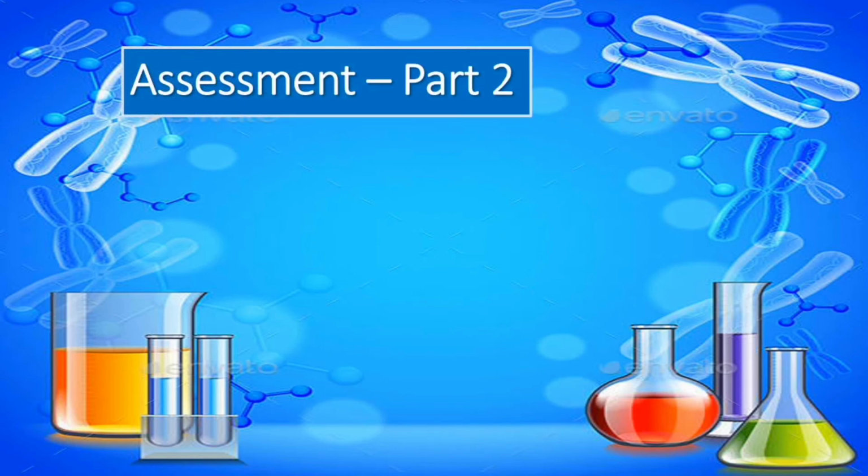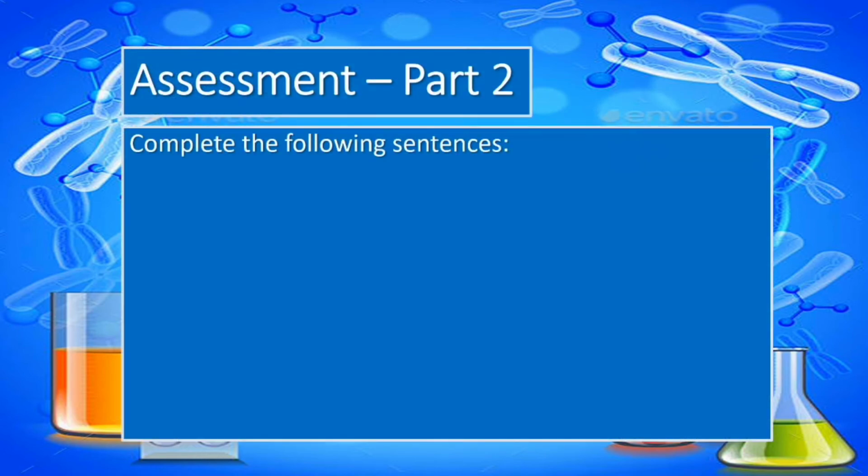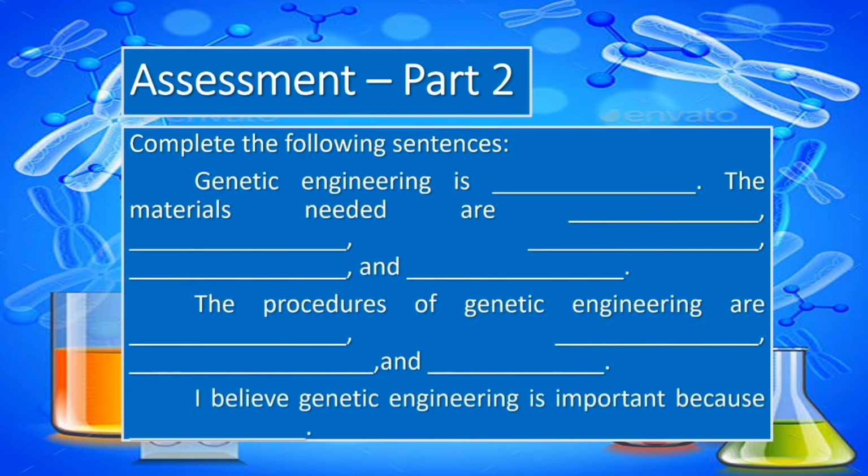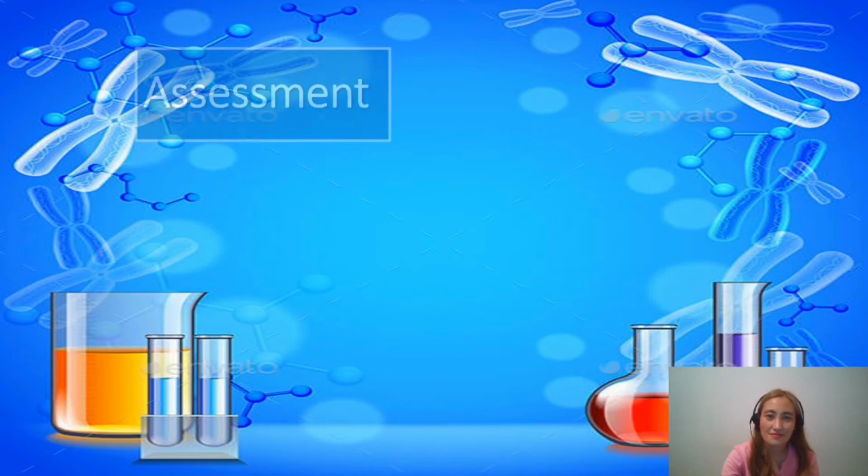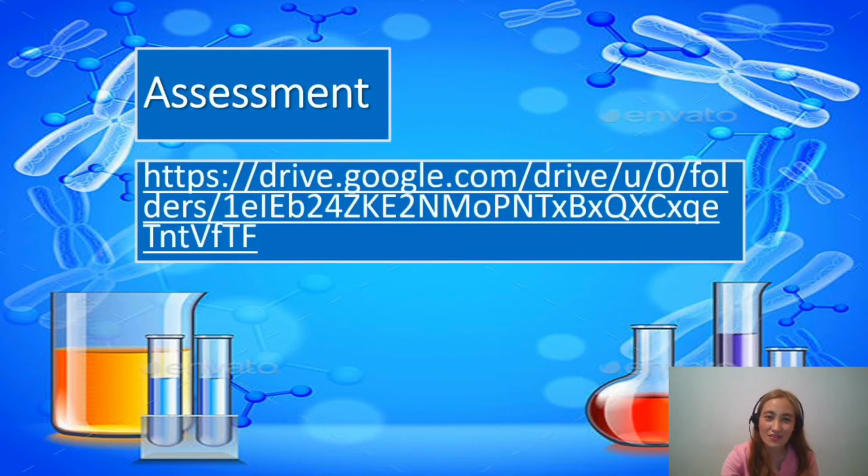For part 2, complete the following sentences. Genetic engineering is, the materials needed are, the procedures of genetic engineering are, I believe genetic engineering is important because. Send your answer to this link.